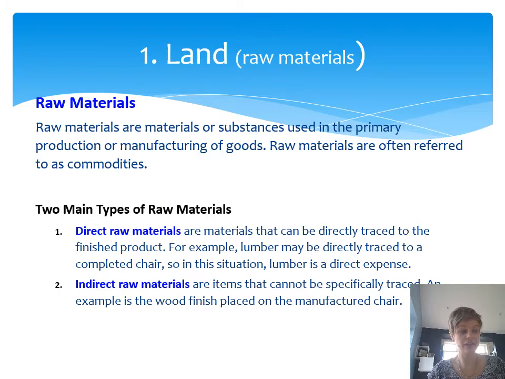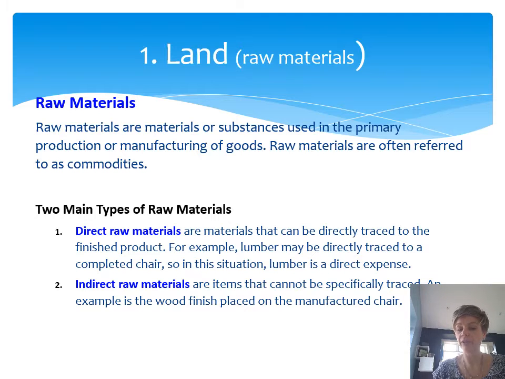The second part of land is raw materials. So raw materials are materials or substances that are used in the primary production or manufacturing of goods. Often we call them commodities. And there are two types of raw materials. The first one is direct raw materials. These are materials that are directly traced back to the finished product.